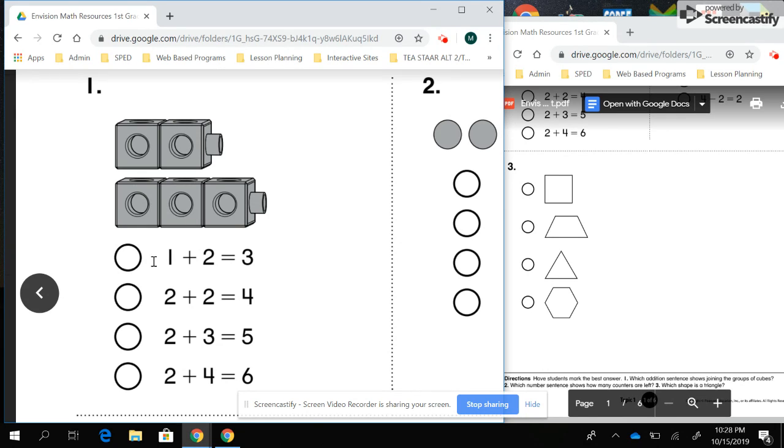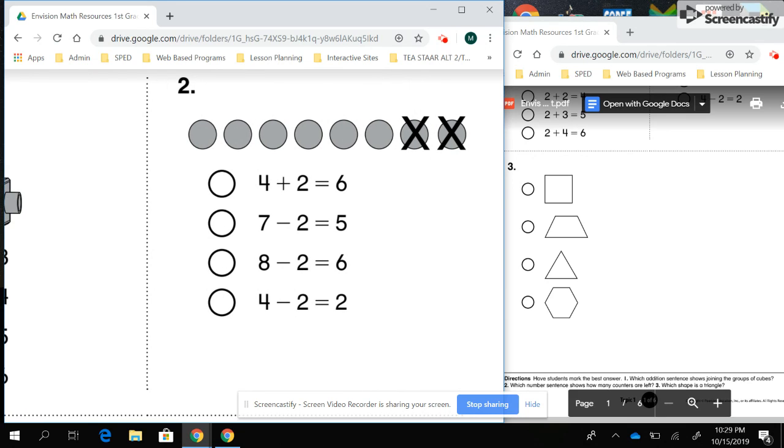A, 1 plus 2 equals 3. B, 2 plus 2 equals 4. C, 2 plus 3 equals 5. And D, 2 plus 4 equals 6. Again, the question is which one tells me about putting the cubes together.